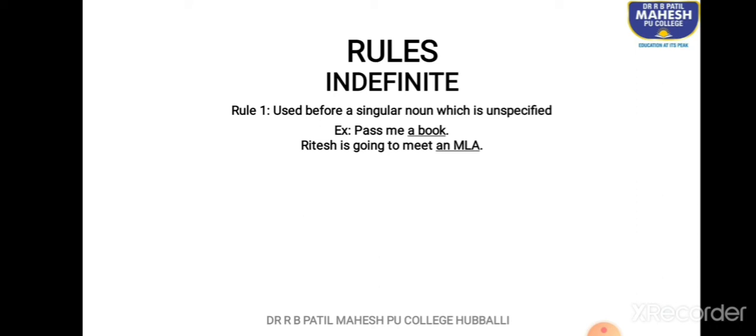Next example for an, Ritesh is going to meet an MLA. M is a consonant letter, but it is having a vowel sound, em. So it becomes an.